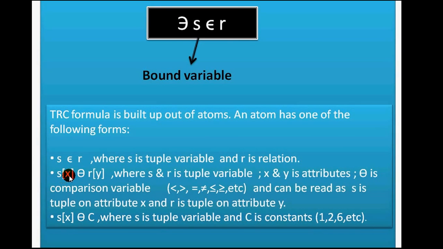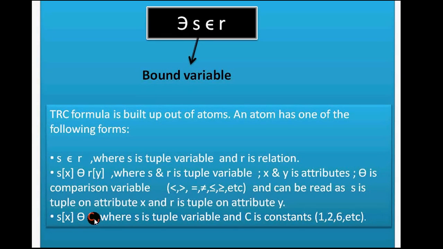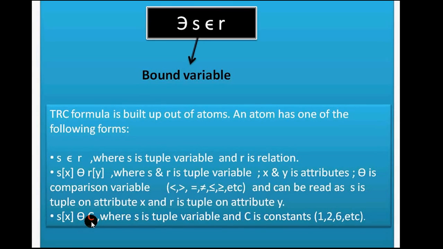The third form of atom is s on attribute x, Θ, c. Here s is a tuple on attribute x, Θ again represents the comparison operator, and c is a constant. So this is the atom. The tuple relational calculus formula is built up out of atoms, and an atom has one of these three forms. Okay, so now let's move on.